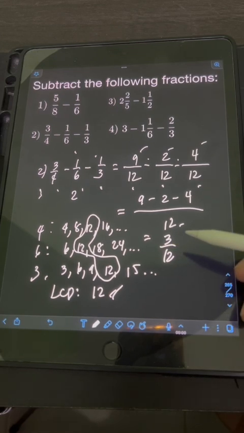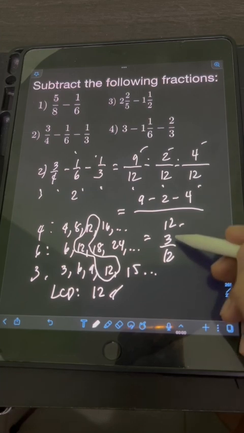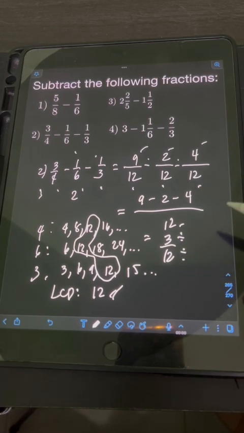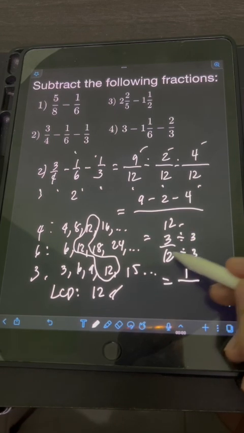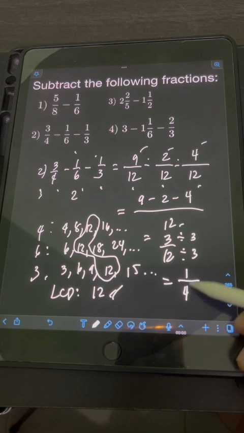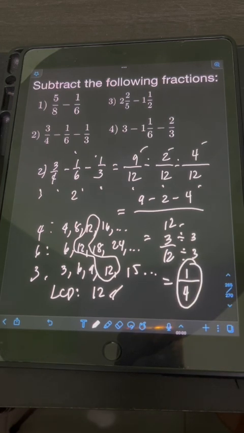So this 3 over 12 is not yet in lowest terms. So we can divide both numerator and denominator by the GCF of 3 and 12, which is 3. So 3 divided by 3 is 1, and 12 divided by 3 is 4. So the final answer is 1/4.